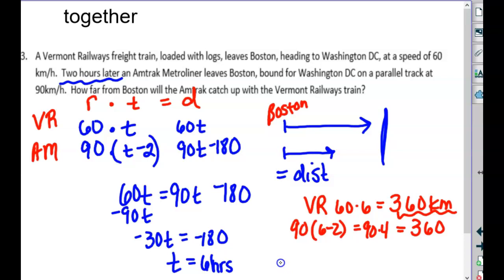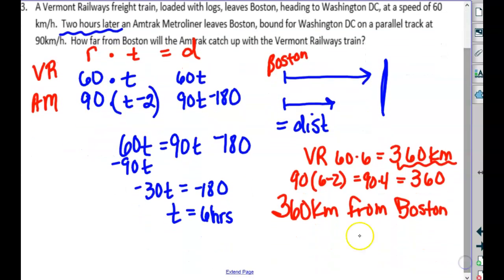So the answer is, how far from Boston? 360 kilometers from Boston. And that's not really a complete sentence. They catch up to each other, or it meets up, or it catches up. It. Nice subject, right? All right, we good?